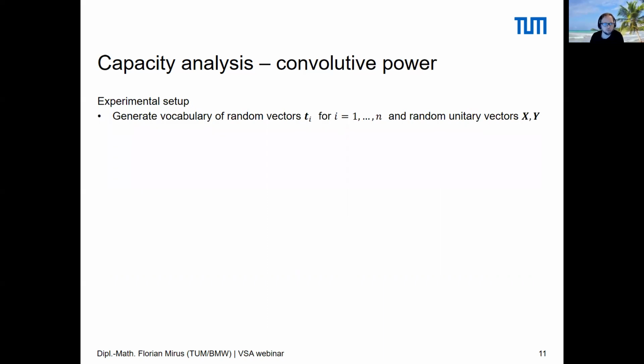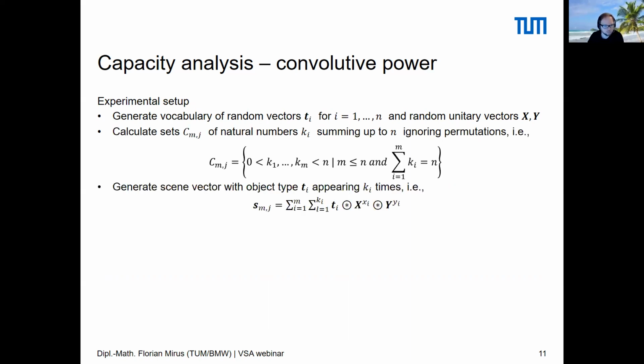Therefore, I conducted a slightly different experiment where I generated a vocabulary of vectors indicating the type, that's the t_i, and the unitary vectors indicating the units of the 2D coordinates. Then I calculated sets of natural numbers k_i summing up to the total number of type vectors n, but ignoring permutations. That's simply to generate a scene vector with the object type t_i appearing k_i times.